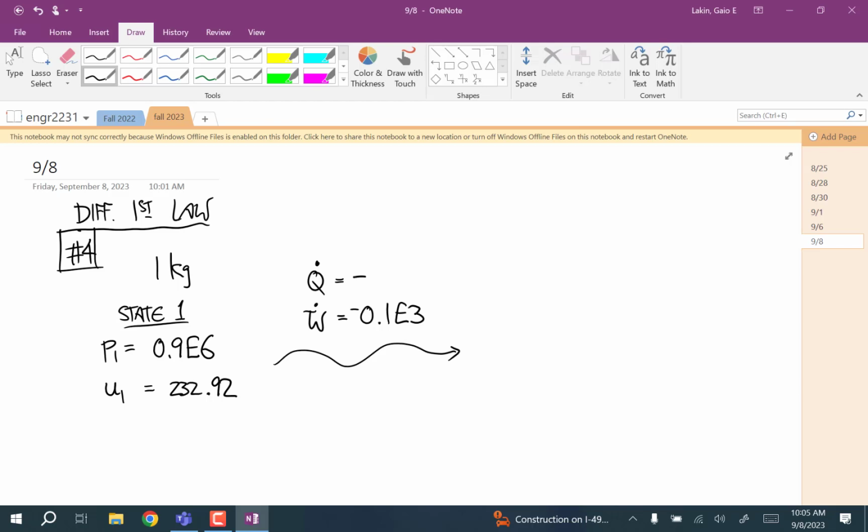We'd like the units to be watts, so it's going to be 1,000 K, but the time is in minutes. We want the time to be in seconds. So we need to divide by 60. So what's 1,000 divided by 60? I think 16.6. Yeah, 16.6. Okay, and then what do we know about state 2?